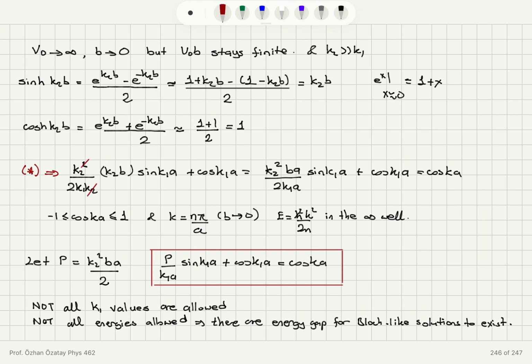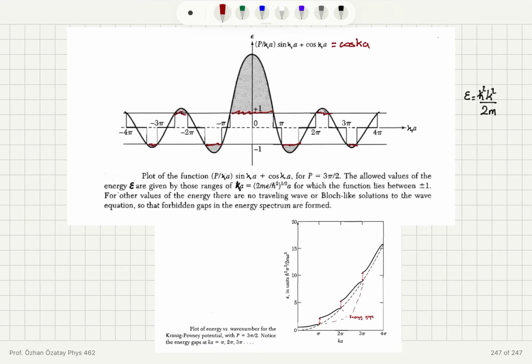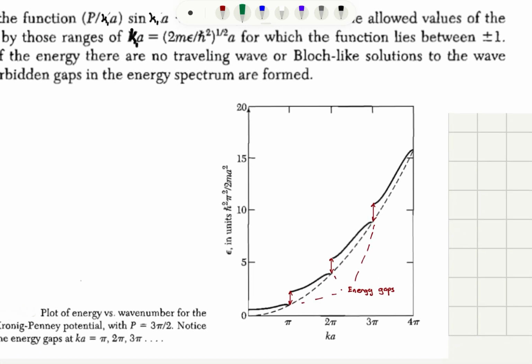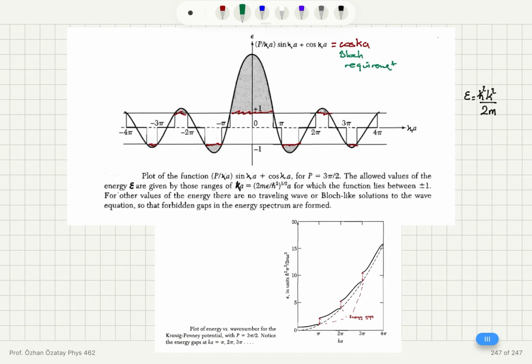By looking at the solutions for these Bloch waves, we find that if we plot the left hand side versus the right hand side, the energy values will be limited to certain regions. So only certain k1 values will be allowed, because the solution cannot exceed +1 or go below -1 because of the Bloch requirement. Here is our Bloch requirement. Therefore we find that we have energy gaps. If we write h bar square k square over 2m, we find energy gaps at the Brillouin zone boundaries, basically. K is equal to pi over a, 2 pi over a, 3 pi over a, etc.